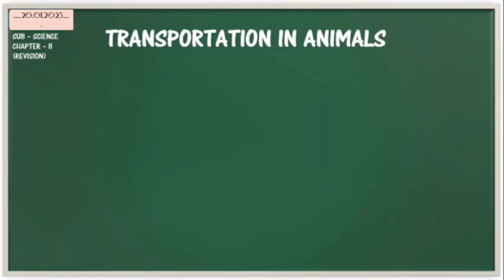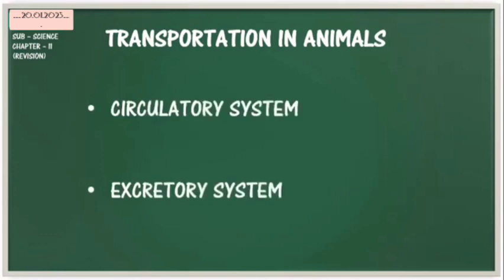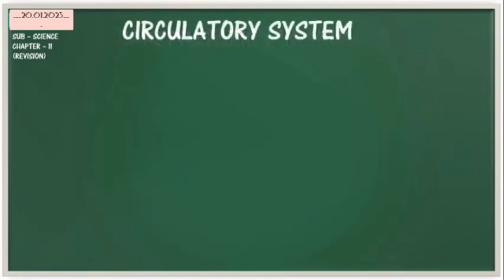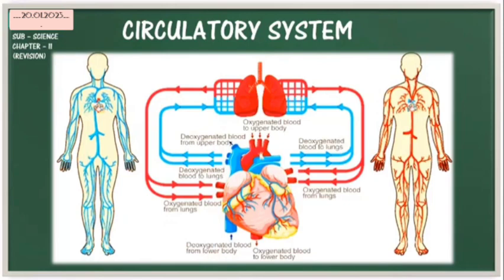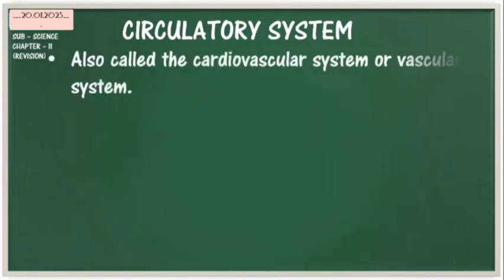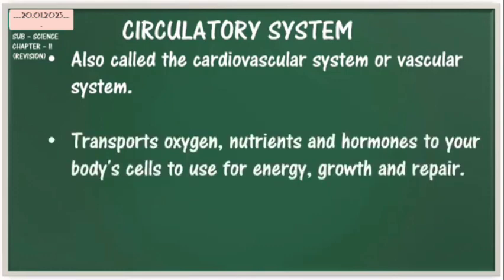Transportation in animals is the combined effort of the circulatory system and the excretory system. Circulatory system. Circulatory system or blood circulatory system is the main transport system in human beings and animals. It makes food, water and oxygen available to every part of the body and helps in removing waste material such as urea, carbon dioxide, etc. The circulatory system consists of blood, blood vessels and heart.